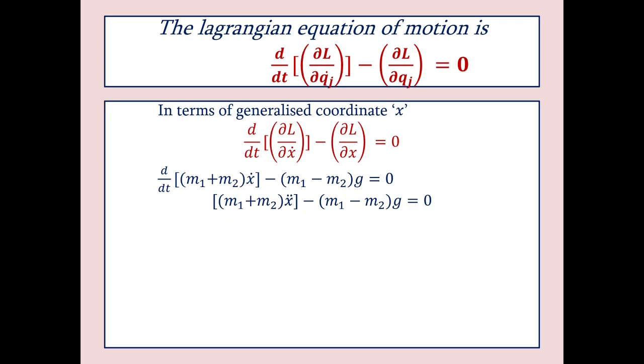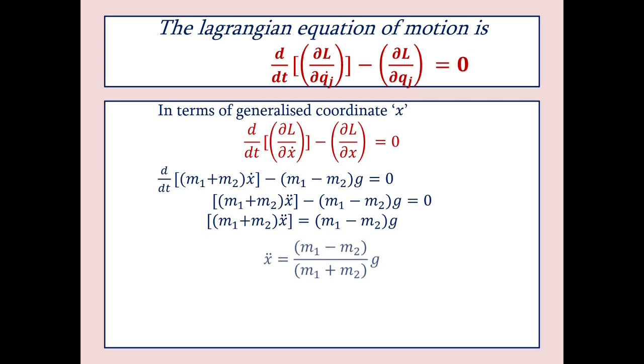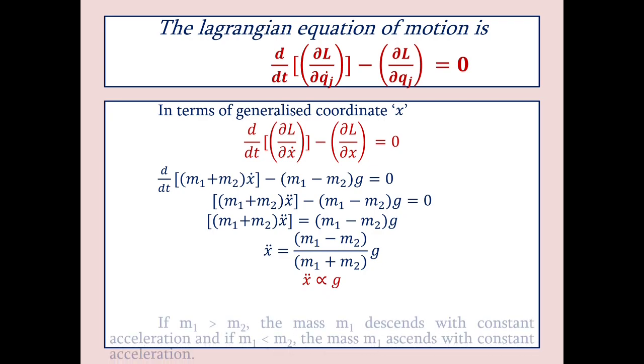So differentiating the first term, we get (m1 plus m2) into x double dot, because x dot is differentiated again. So we get (m1 plus m2) x double dot minus (m1 minus m2) into g equal to 0. This second part is taken to the other side. So (m1 plus m2) into x double dot equal to (m1 minus m2) into g. Again taking this (m1 plus m2) to the other side, we get x double dot equal to (m1 minus m2) divided by (m1 plus m2) into g.